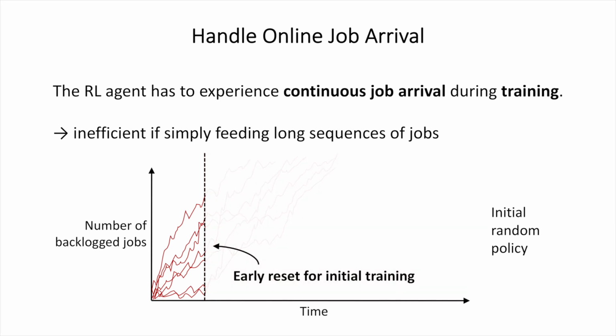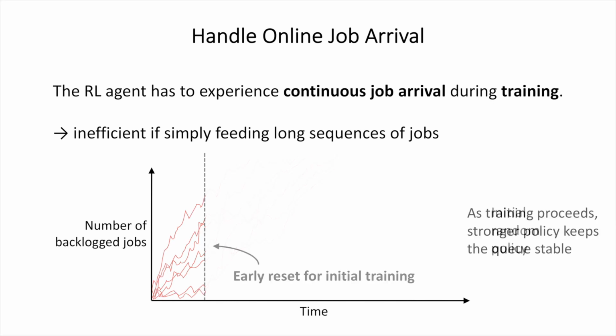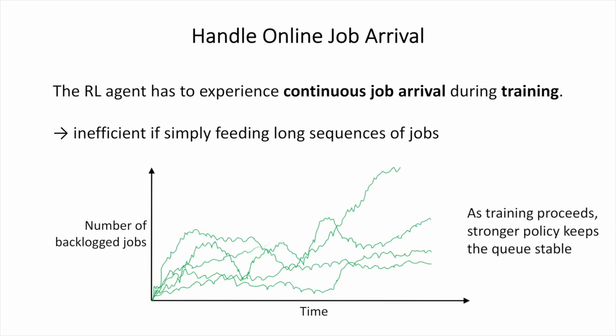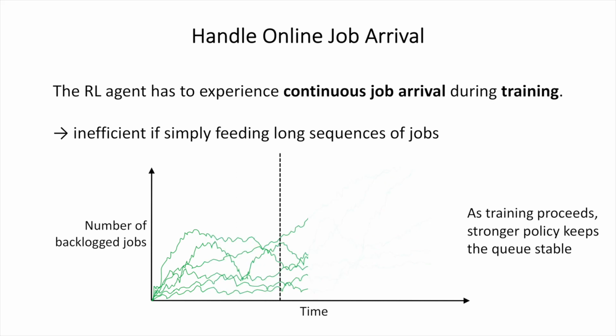So what we do is we terminate exploration early for early iterations. This way, the agent can reset and try again from an idle cluster state. As the training progresses, the agent improves its scheduling policy and can keep the cluster stable for a longer time. At this point, we gradually increase the job sequence length to let the system run longer before resetting.